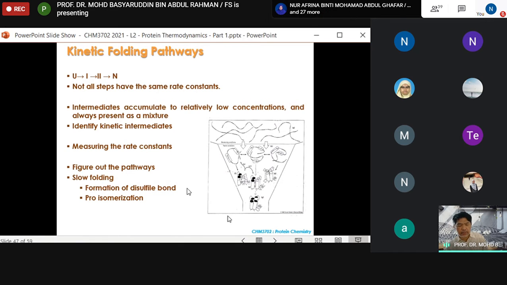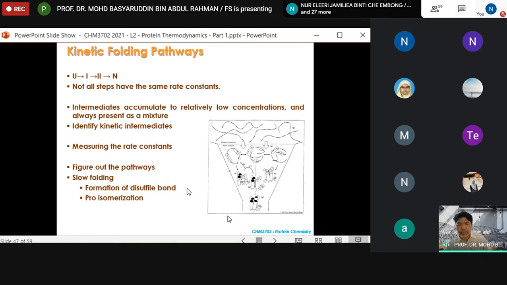many reasons. Two examples here: formation of disulfide bonds, because a disulfide bond will create a link between, for example, cysteine and cysteine. Yeah. Then if there is isomerization, this is very critical because we know that it involves a chirality inside the system.